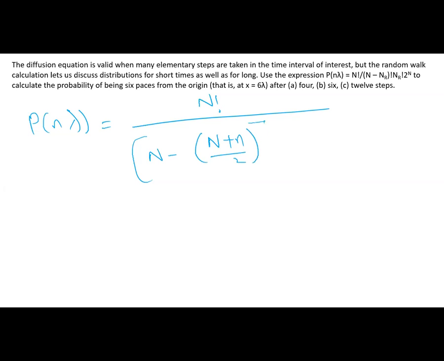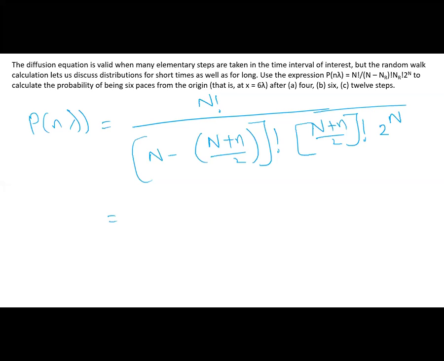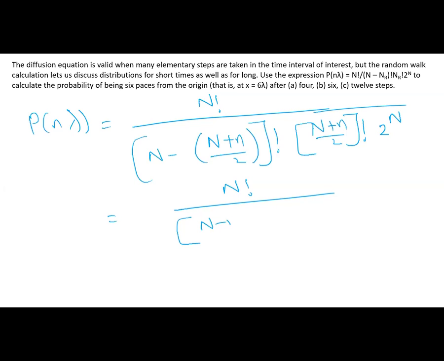It becomes P(n, λ) = n! over (n − n + n/2)! times (n + n/2)! times 2^n. If you solve this a little bit, it becomes n! over (n − n/2)! times (n + n/2)! times 2^n.